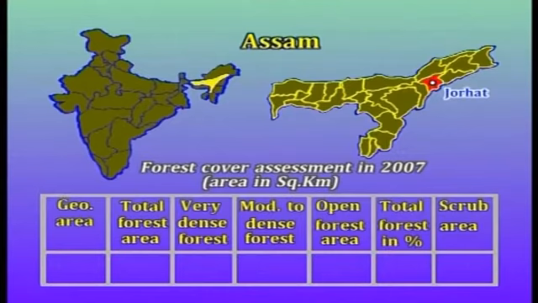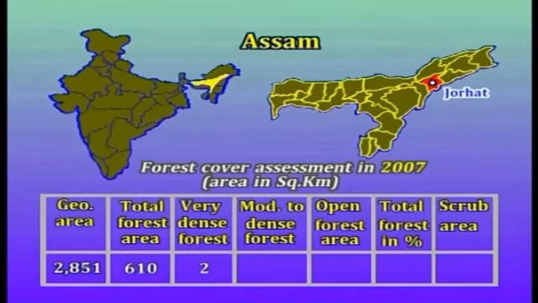District Jorhat. The geographical area of Jorhat district of Assam is 2,851 square kilometers in 2007. The total forest cover is 610 square kilometers, out of which the very dense forest cover is 2 square kilometers. The moderate to dense forest cover is 114 square kilometers. The open forest cover is found to be 494 square kilometers. Altogether, these forests cover about 21.40% of the geographical area of the state.